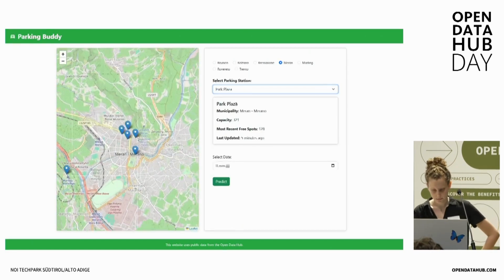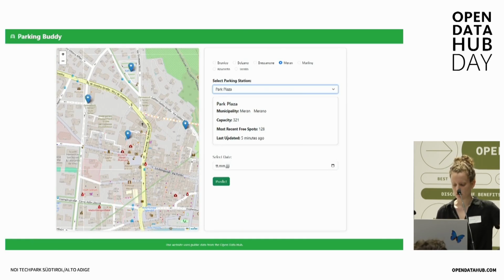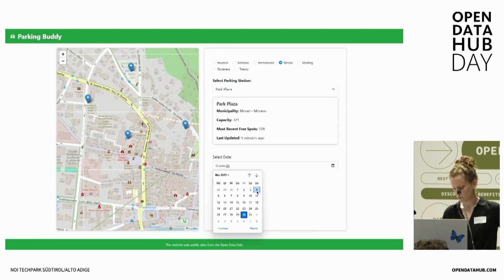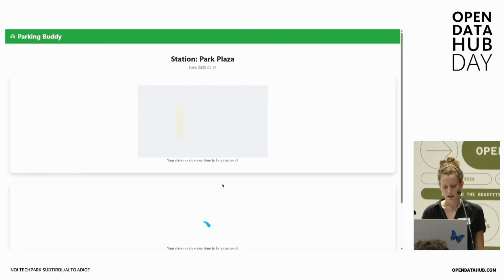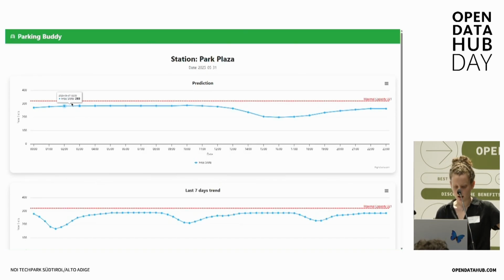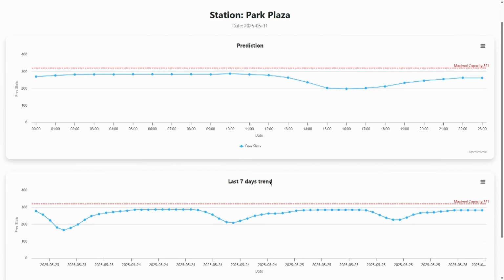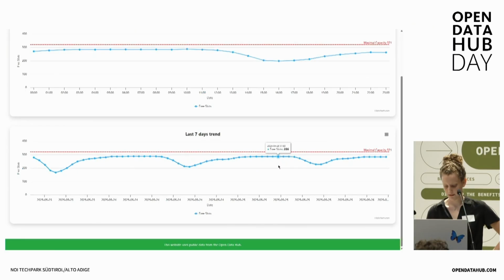And then when we pick one, it can tell you the capacity and how many free spots there are currently. And we can see that this data was updated 5 minutes ago. And then we can predict the data. So for example, for tomorrow, and we can get the prediction based on the day of the week, the season, or the month, for example. And then we can go and see the trend of the last 7 days. And that is it.